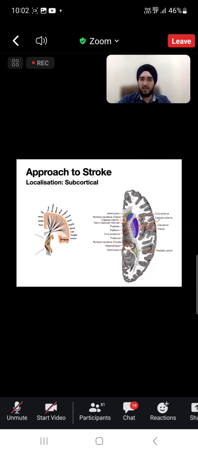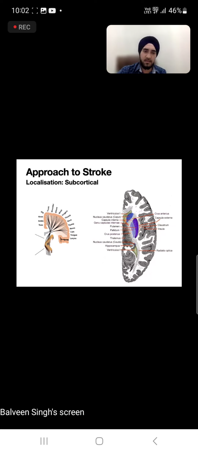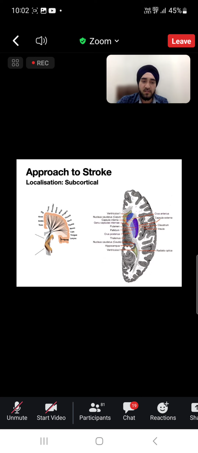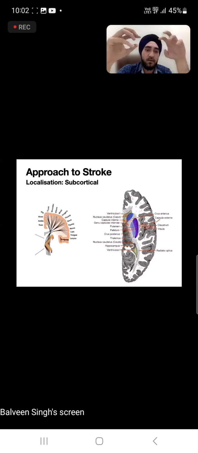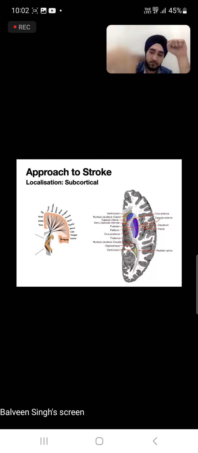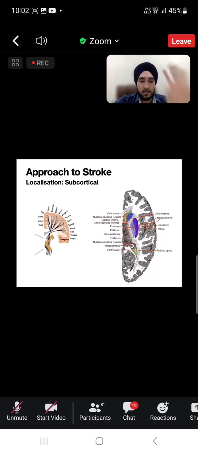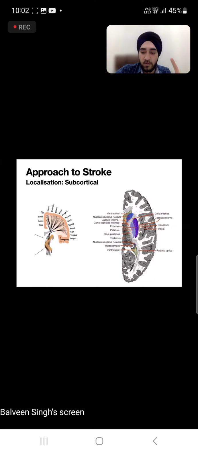If a patient has 3 by 5 or 4 by 5 power and is completely conscious, you can think of a corona radiata infarct. That is, the infarct is happening somewhere more anterior, more superficial to this deep area. Whereas if you have 1 by 5 or 0 by 5 power with normal ventilation, you will think about the internal capsule. So you can now further subclassify a subcortical stroke into whether it is at the level of the corona radiata or at the level of the internal capsule. You can ask questions in between if you are not following.